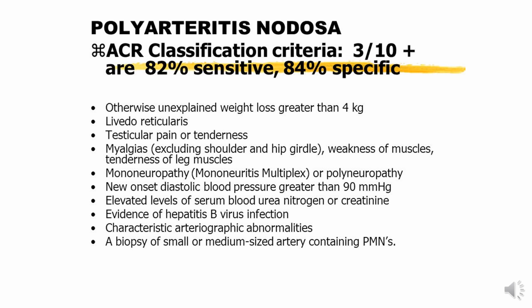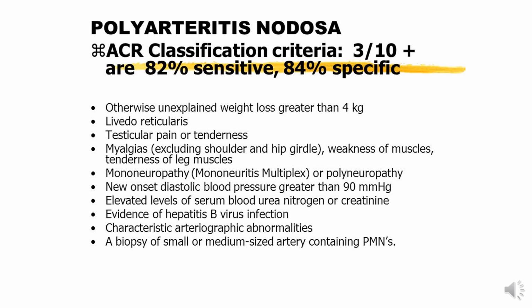For the diagnosis, we use these criteria. Unexplained weight loss greater than 4 kg. Livedo reticularis. Testicular pain or tenderness. Myalgias: muscle weakness or leg muscle tenderness in non-proximal areas. Mononeuropathy, mononeuritis multiplex or polyneuropathy.